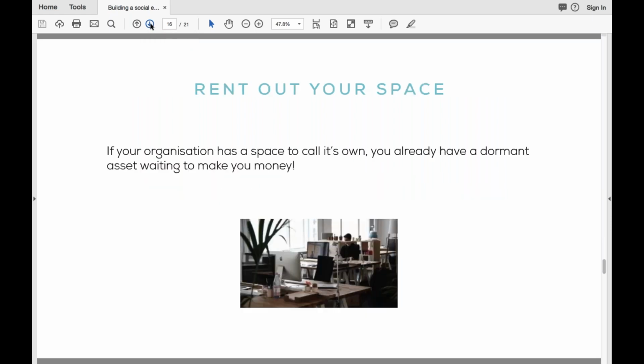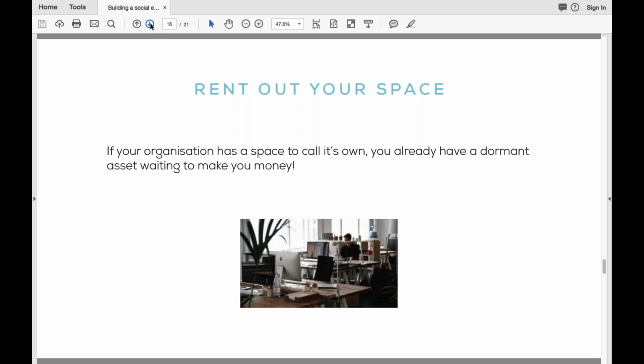You can rent out your office space. I'm sure you're all aware that co-working spaces are a growing trend. Whether they're a fad is to be seen, although with the increase in population, I imagine they will continue to be very popular. Just how big is your office space? If your organization has space to call its own, you already have a dormant asset waiting to make money.